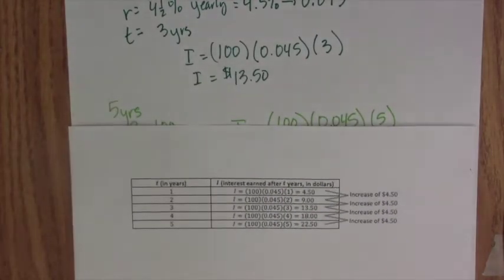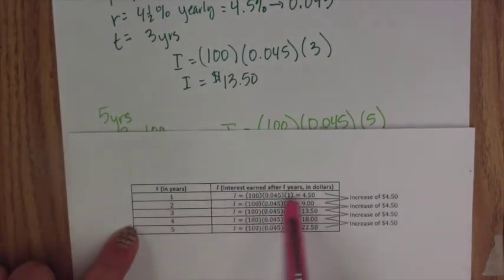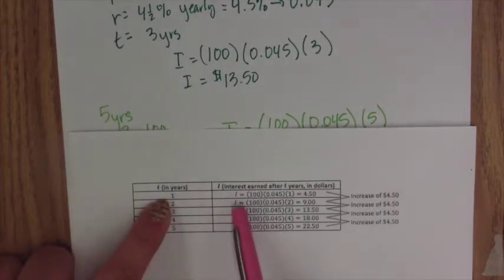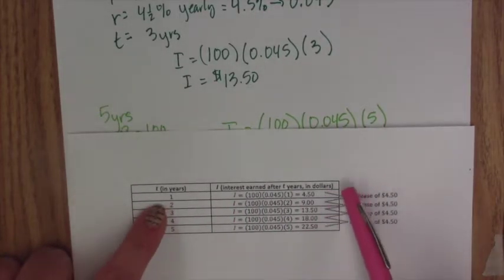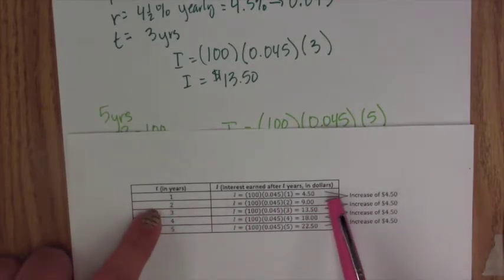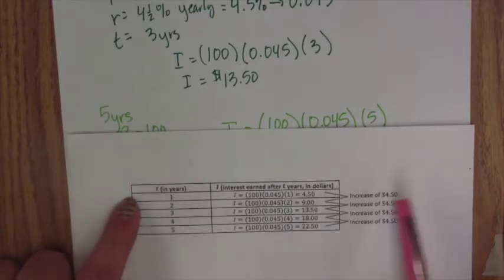So let's make some connections with this and some of the things that we've talked about previously. If we were to take this and make a table of all of the amounts of interest he earned after every year, in one year, the amount of interest earned would be $4.50. After 2 years, it would be $9. After 3 years, it would be $13.50. 4 years would be $18, and 5 years would be $22.50. So each year, this is increasing by $4.50.